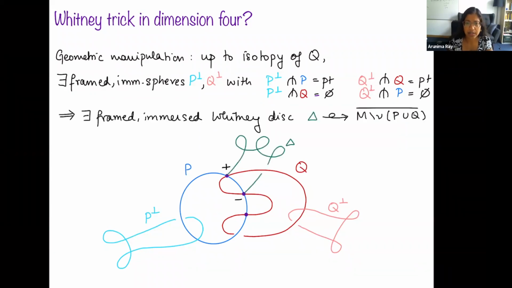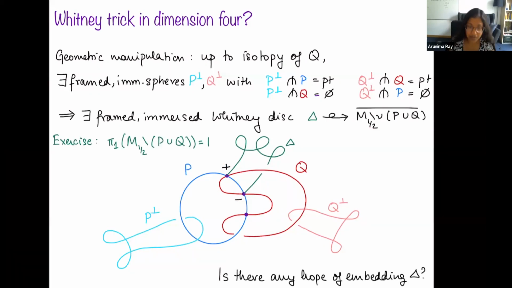So in this situation, it turns out that I can find for myself some framed immersed Whitney disk for this extra pair of intersections. So I have a Whitney circle that goes from plus to minus along red and then back along blue. And then I find for myself this framed immersed Whitney disk. I'm going to avoid talking about framing as always. It is immersed because M1/2, that is M1/2 by the way, is simply connected. And then it's an exercise for you to figure out that this complement is in fact simply connected as well. That's going to come from the fact that we have these P perps and Q perps. So enjoy figuring that out. It's a nice exercise.